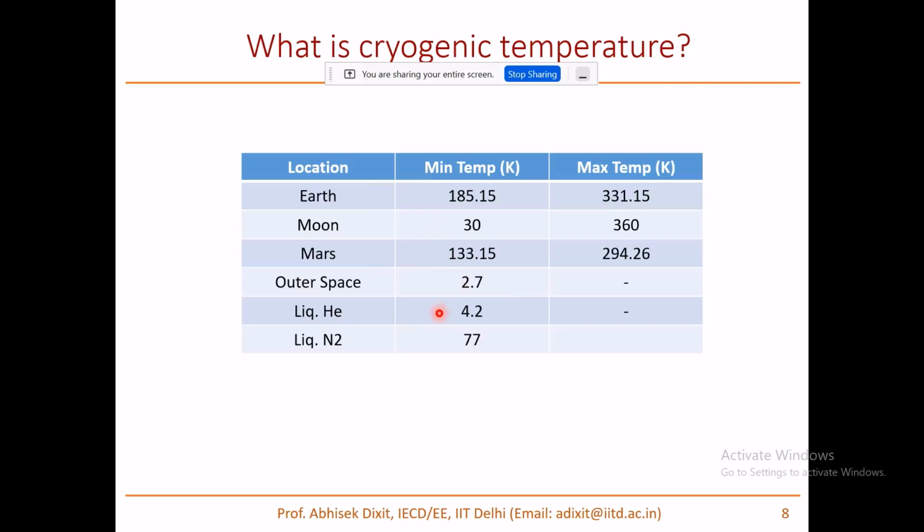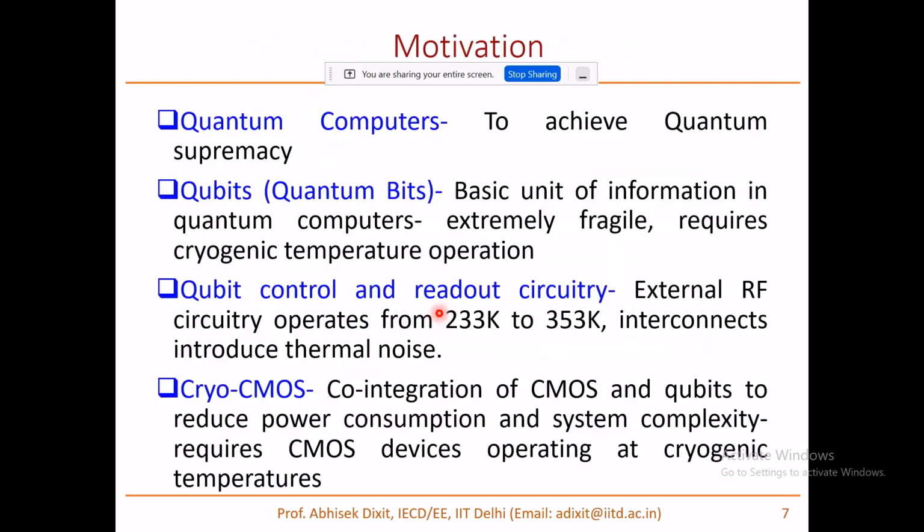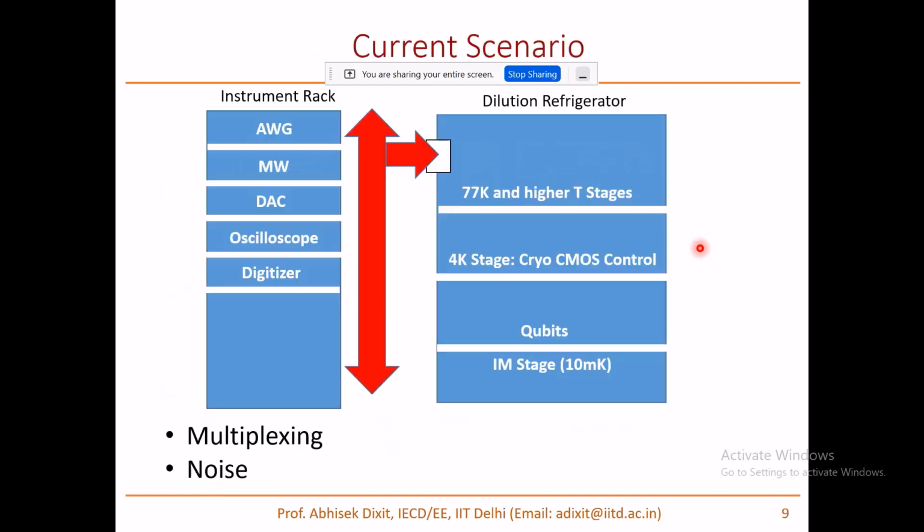So that now you understand what is cryogenic temperature. Before I get into this slide, two slides ago we said that these are extremely fragile and they require cryogenic temperature operation. Why did we say that? If you take, for instance, some kind of a barrier in a typical semiconductor device, and let's say it's a barrier for electrons.